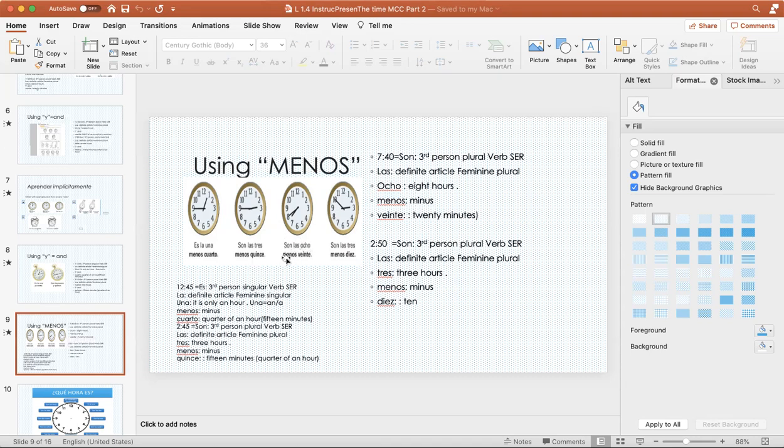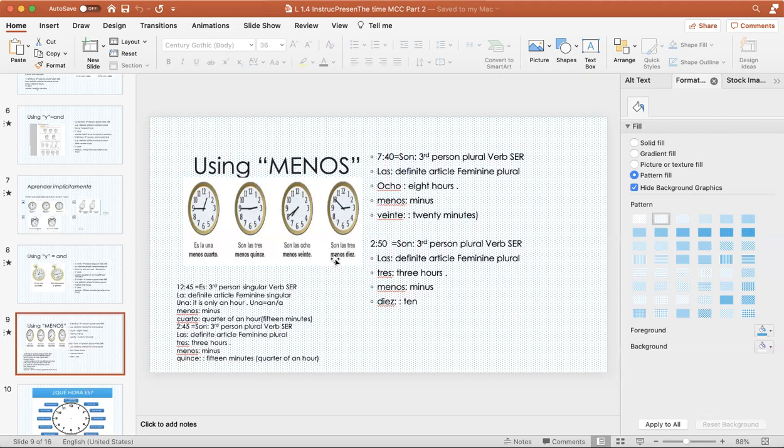Son las 8 menos 20. Again, it's 8 o'clock minus 20. But it doesn't seem here that it's 8 o'clock. Why? Because it's not 8 o'clock yet, but it's 7:40. So what we do, we mention the hour we're trying to reach, in this case 8 o'clock, minus the minutes to reach it. So 20 minutes. So son las 8 menos 20.